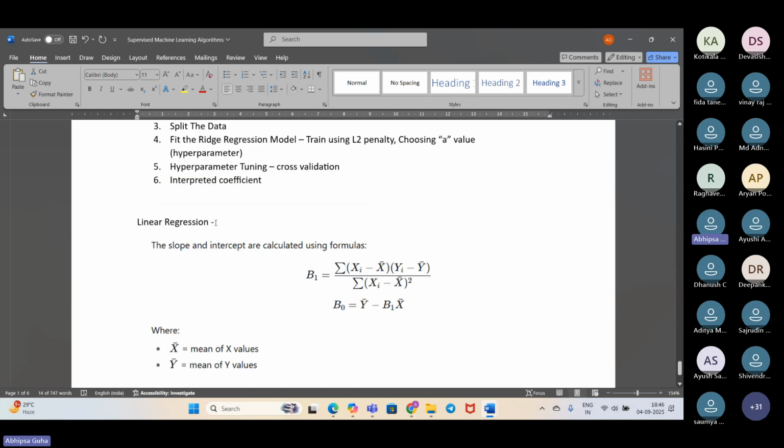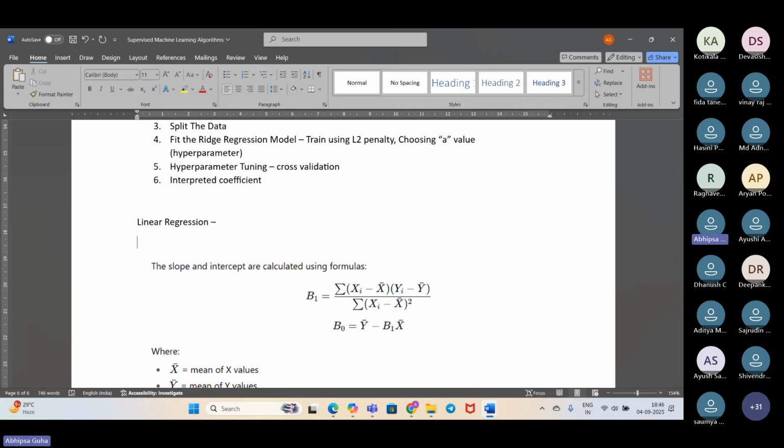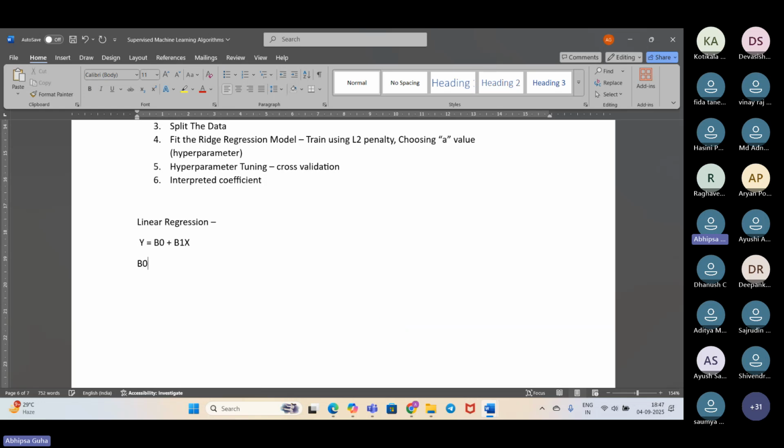Yeah. So for linear regression, the formula that we are working with is y equals b0 plus b1 x. This is the formula because we have the input feature x and the output y. So B0 is what we call the intercept, and B1 is what we call the slope.